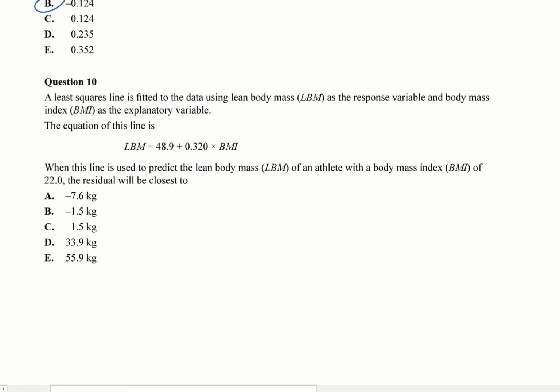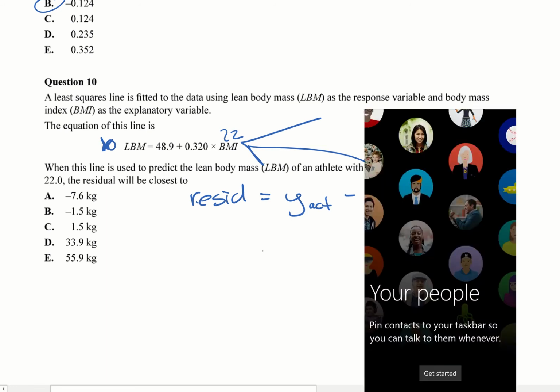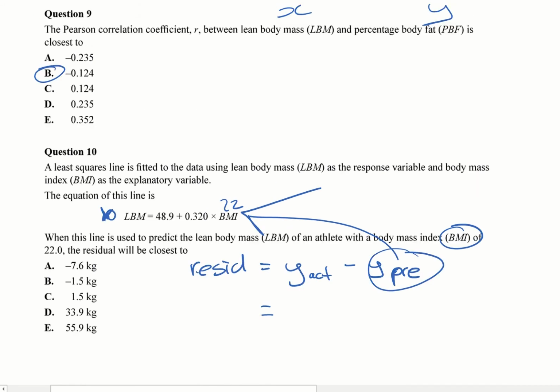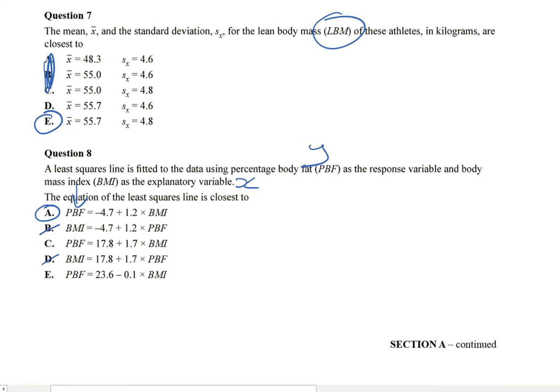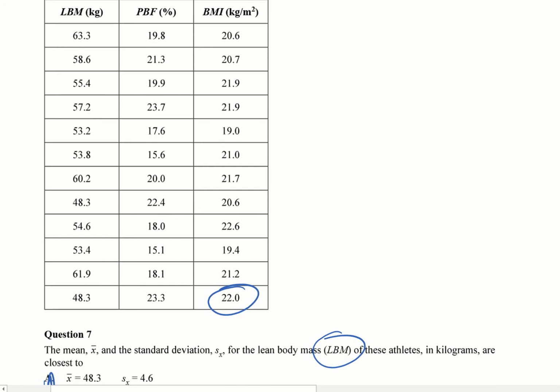All right, question 10. So in this case, we're going to make use of this. So remember, when we do residual, to calculate it, residual equals Y of the actual minus Y of the predicted. Predicted comes about from there. All right. So we want a BMI of 22. So that's where this is 22. So let's actually go for the actual Y, just so we've got that. So we're going to look at Y actual. So that's a BMI of 22. So let's go back up to here. And BMI of 22. If we read that there, that's going to give us, and just to make sure, LBM of 48.3.